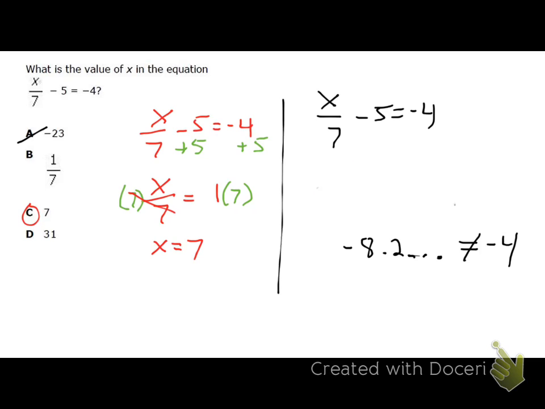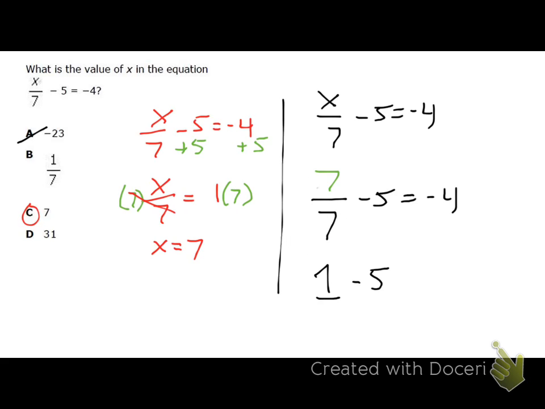Let's say we found out that A didn't work. Let's say we find out B didn't work. Let's go down to C. Then I'm going to substitute in 7 for x. Well, 7 over 7 is just a 1. And then I can do 1 minus 5 and see that negative 4 actually is equal to negative 4. Because I result in a true statement, that means that 7 is the solution to this equation. Therefore, 7 is the answer.